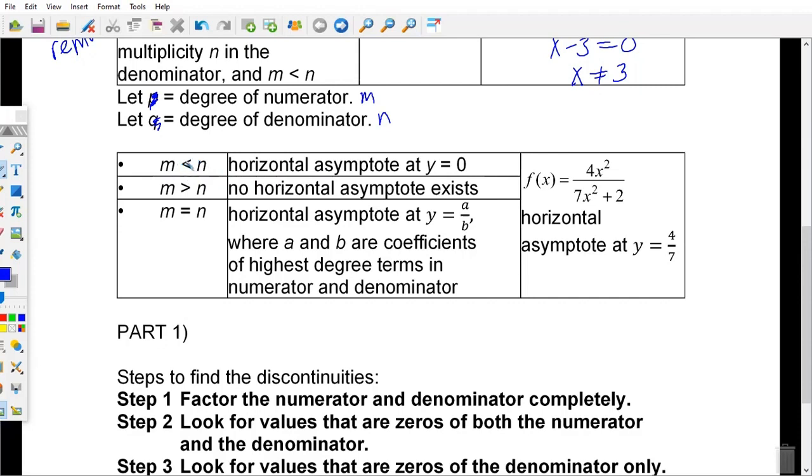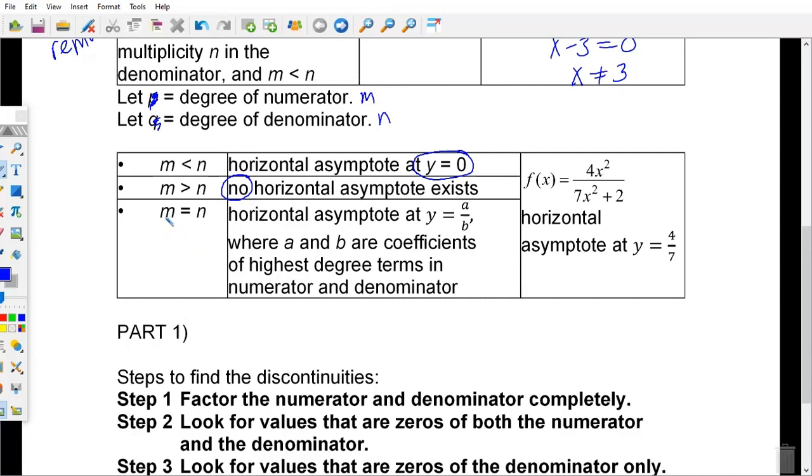If M is less than N, that means the degree of your numerator is less than the degree of your denominator, then you have a horizontal asymptote and it's automatically at y equals 0. If your M is greater than your N, then there is no horizontal asymptote. We will worry about what it means later in pre-calc. For Algebra 2, we just worry about no.